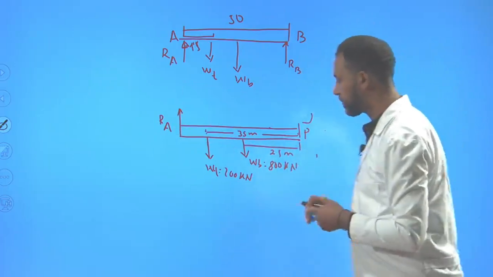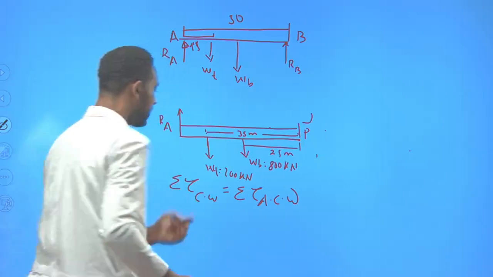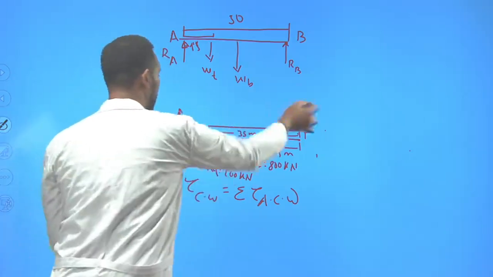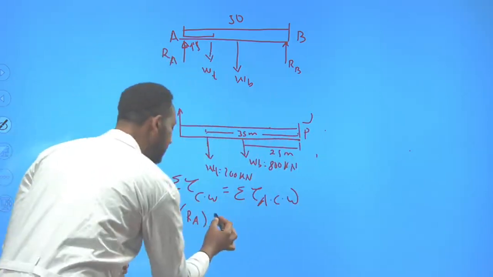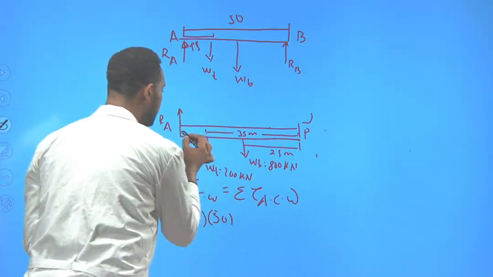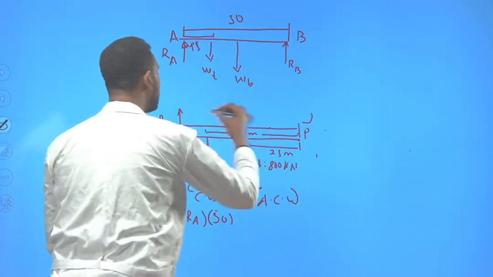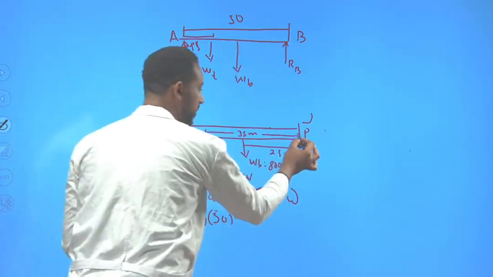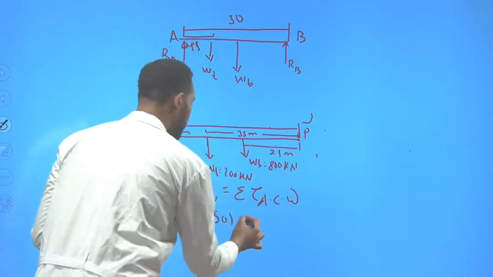Therefore, the law says the summation of torque clockwise is equal to the summation of torque anti-clockwise. What are the forces acting clockwise, like a clock? RA times the distance from this to this, which is 50 meter, and sine theta. Actually, the angle between the moment arm and the force is 90 degrees, so sine 90 gives us 1. This is the only force which tends to act clockwise from the pivotal point. And these two are acting counterclockwise, therefore we should add these two.